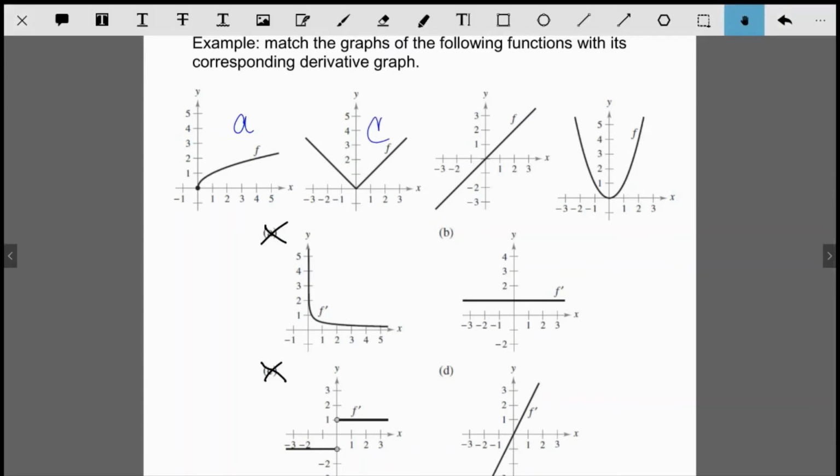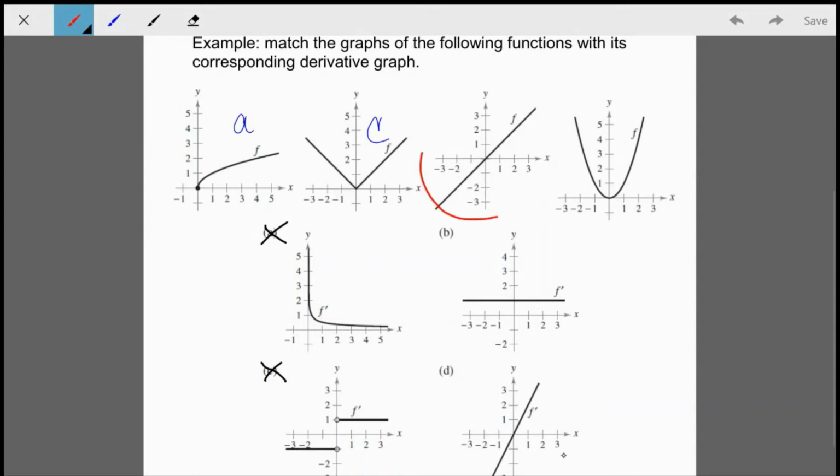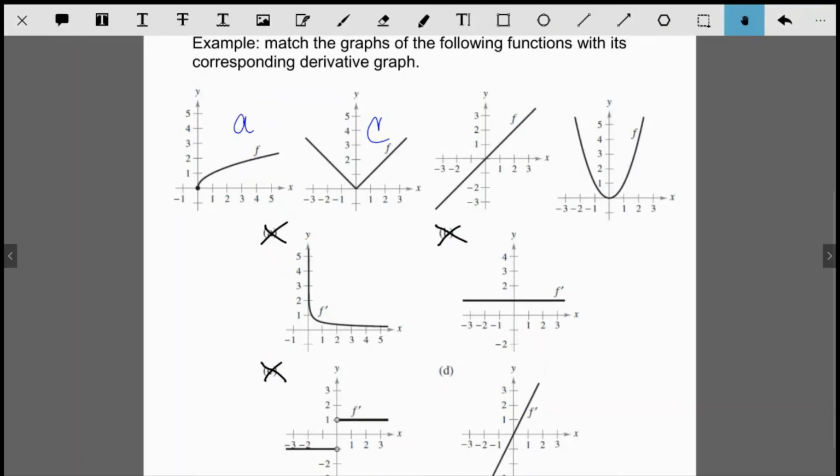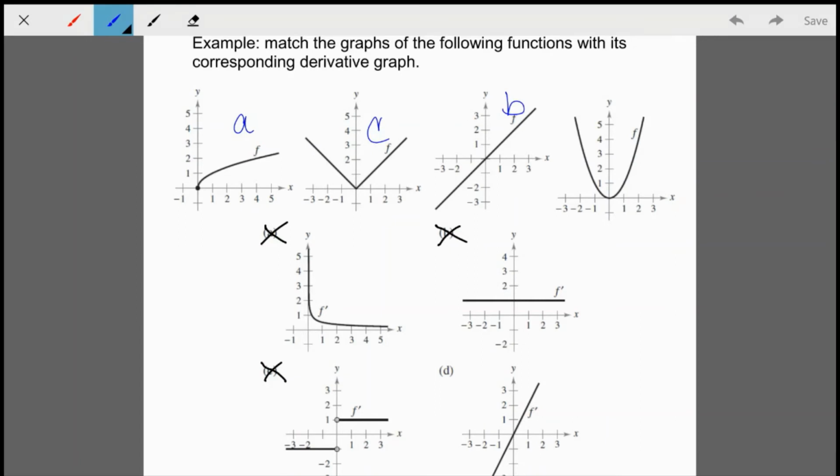All right, now let's move on to the next one. We've got a linear function here. When we have a linear function, that means we should see the same slope value anywhere on the interval that I'm looking at for my domain. Well, the only one that has the same slope all the way through is graph B. So I know that this graph is going to match up with derivative graph B. And then just by default, I can see that the last one is going to have to be D.